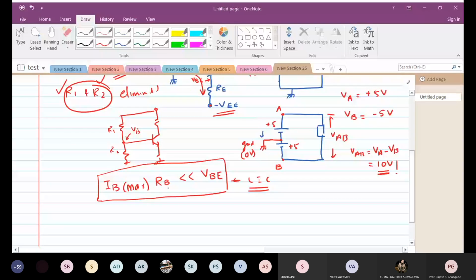So while designing, normally what we have is IB max, that is the maximum base current. In fact, you can see IB into RB is the drop across that RB, and it is normally restricted to 1/10 of VBE. So this is the thumb rule that we use for designing such circuits. I can show you the complete design, but then you will get unnecessarily confused.